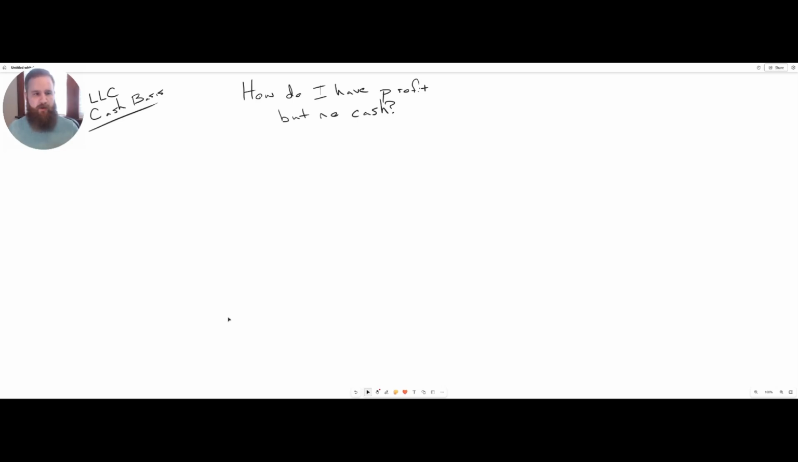How do I have profit but no cash? This is a really common question that I get, and it often happens around tax time when a business owner maybe hasn't looked at their finances throughout the year.